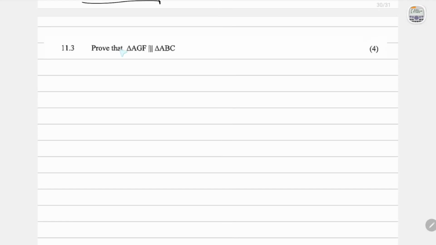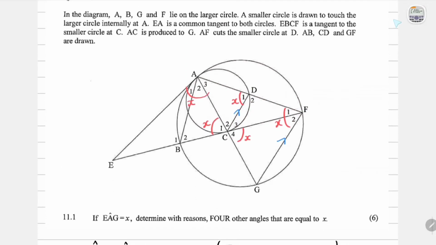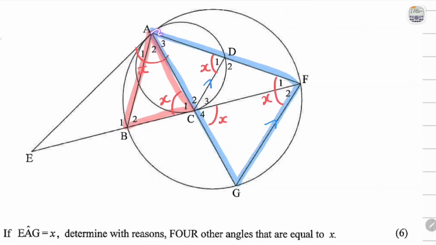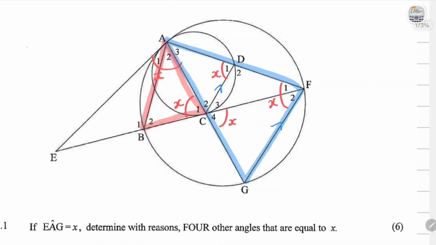Question 11.3 says, prove that triangle AGF is similar to triangle ABC. So let's go ahead and mark these triangles. So here is triangle AGF, and then triangle ABC is this one over here. How can we prove that these two triangles are similar? Okay, so first we can see that they have an equal angle, X and X. However, if you look at it like this, look at AF. This is a chord that is supporting angle B2 and angle G at the circumference of the bigger circle. So they would be equal. Okay, so you already have two angles equal in these triangles. Therefore, the third angle by default will be equal. So there we go. That's how we would prove that.